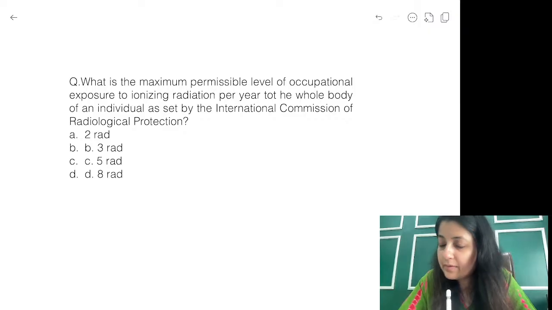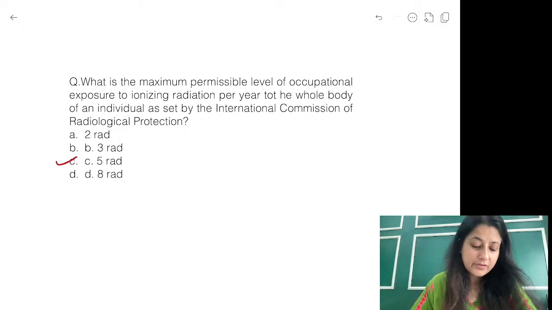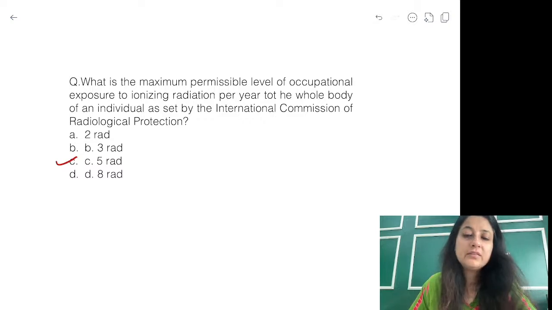Okay? Going to the next one as quickly as possible. What is the maximum permissible level of occupational exposure to ionizing radiation per year to the whole body of an individual as set by the International Commission of Radiological Protection? Good, 5 rad per person per year. So I wanted to just discuss that value. What is the thickness of the lead apron? Anybody?